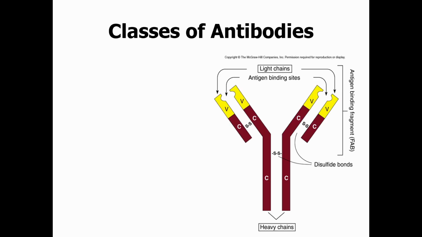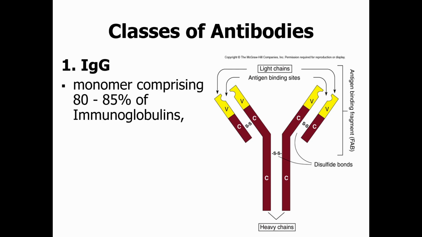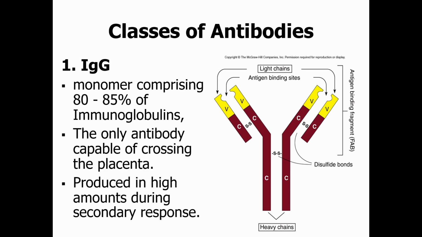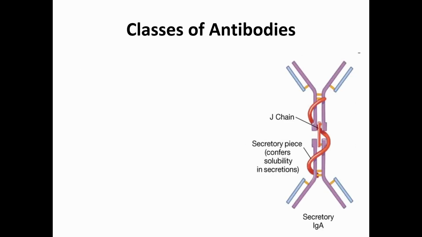We have different types of antibodies, but these are the most common. You have your IgG, which composes 80 to 85% of your immunoglobulins. It is the only antibody capable of crossing the placenta. It is produced in high amounts during the secondary response.